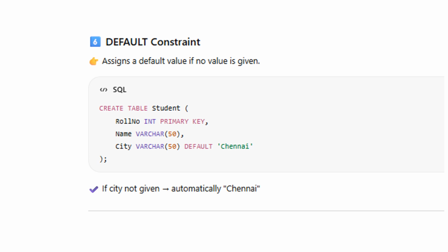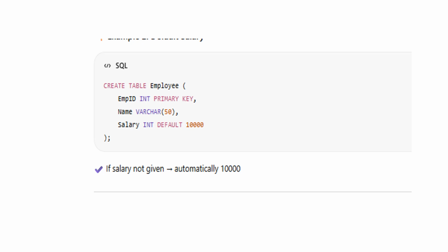First you create a table: roll number as primary key, name VARCHAR 50, city VARCHAR 50 with default Chennai. The meaning is, suppose you do not enter a value in the city column, then the default city is entered. The same thing applies if you fix the salary for all employees as 10,000: you can use the default constraint. Salary INT DEFAULT 10000, so if salary is not given in that column, it is automatically 10,000.